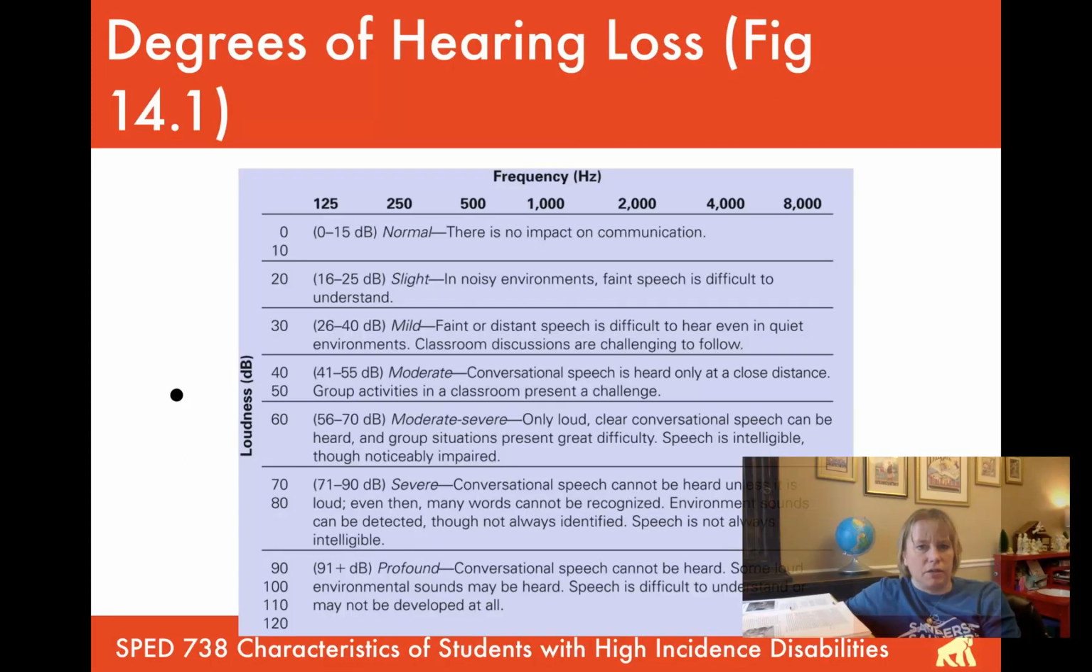When we look at the degrees of hearing loss, from slight to profound, we can see from this table, which is also in your text, what that looks like in terms of what they can hear. If you have a student, for example, with moderate hearing loss, in the 40 to 55 decibel range, they're going to be able to hear conversational speech, but really only at a close distance. Group activities in a classroom are going to be a challenge because there's lots of noise going on. Students with moderate to severe hearing loss only hear really loud, clear conversational speech. A lot of times speech to them is going to be intelligible only if they have some kind of assistance hearing, whether it's a hearing aid or an FM system, to pick up that sound.